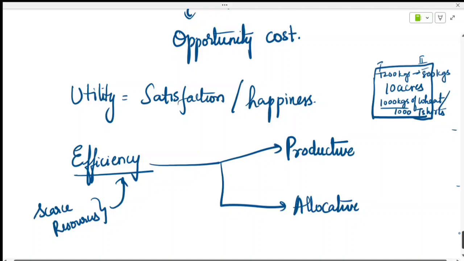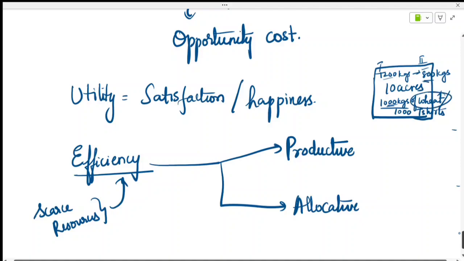So what happened to my productivity? It has reduced from 1200 kgs. The maximum productivity was 1000, but it has now reduced to 800. So this thing is called productive efficiency. Okay. When it comes to allocative efficiency, the market needs wheat.